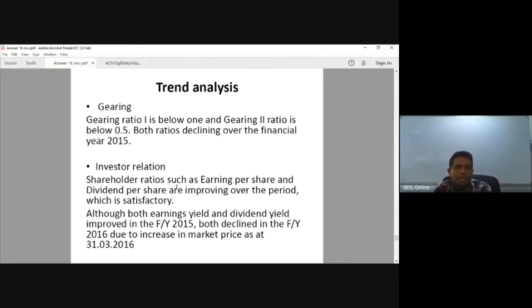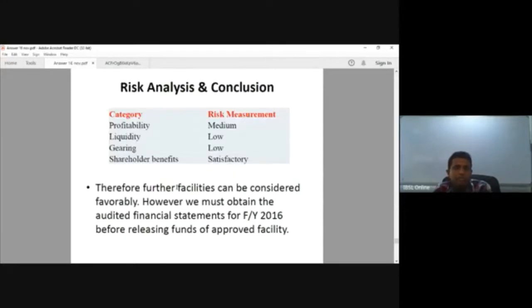Then investor relations: shareholder ratios such as earnings per share and dividend per share are improving over the period, which is satisfactory. Although both earnings yield and dividend yield improved in 2015, both declined in 2016 due to the increase in market prices as at 31/3/2016. But we have a concern, higher dividend per share is given.